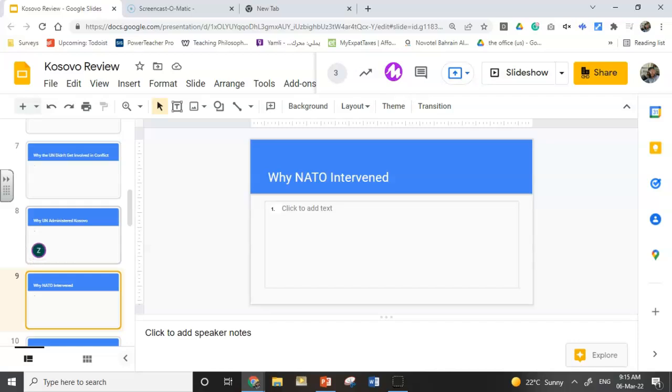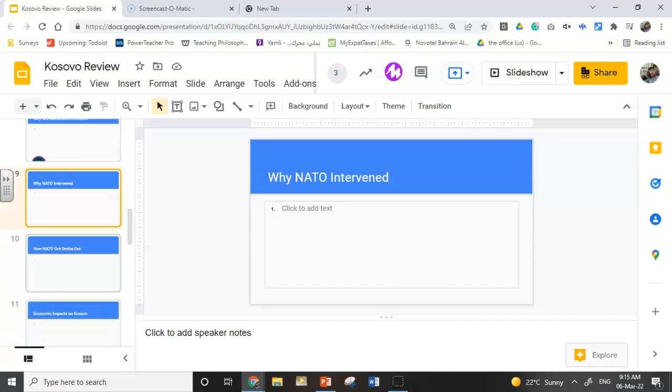Okay. When NATO also bombed in Bosnia, okay, NATO had bombed Serbian positions when they were shelling Sarajevo. So they have a history of doing this in the past.